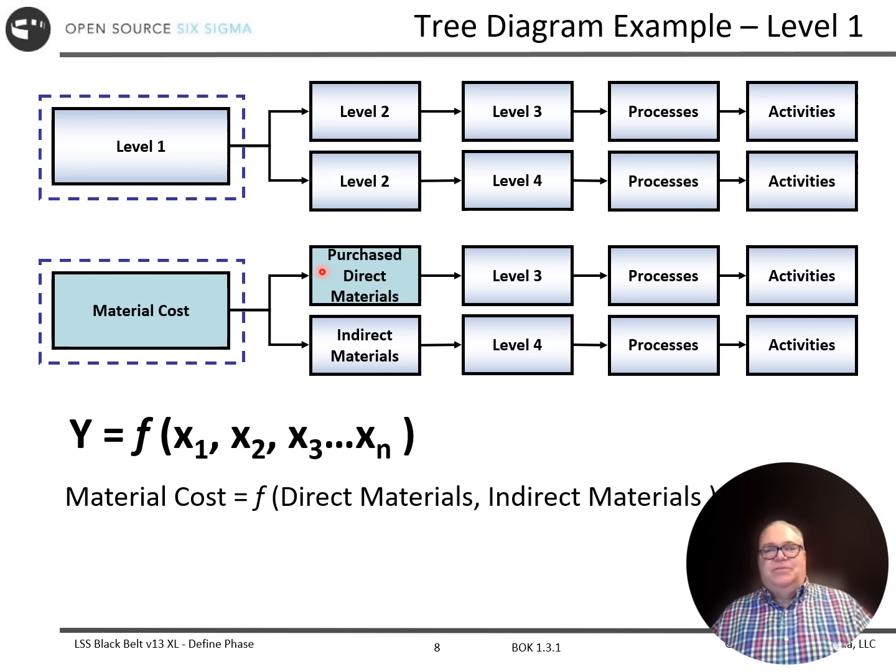It follows this idea of Y is a function of X as we break this down. We sometimes call this a focus tree or a tree diagram, but we're starting at a high level and we're going to try to break it down into this actionable level. So our material cost is a function of, at this first level, direct materials and indirect materials.